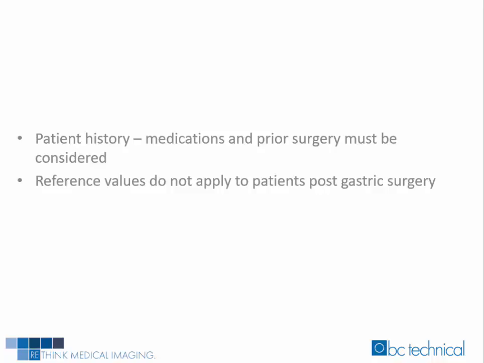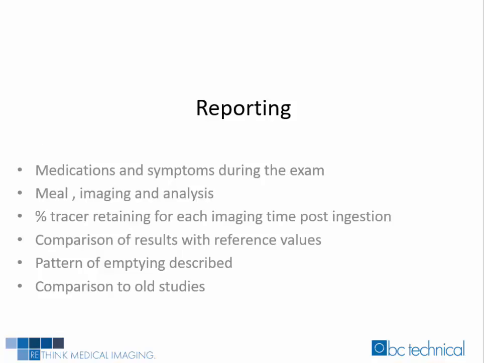The patient's history is an important part of the interpretation criteria. Prior surgical procedures and current medications should be obtained before the study and considered during the interpretation. Reference values do not apply to patients who have had gastric surgery. When reporting, any medications being taken by the patient that may alter gastric emptying should be documented, as well as symptoms the patient experiences during the exam. Those symptoms are compared with symptoms typically experienced by the patient.